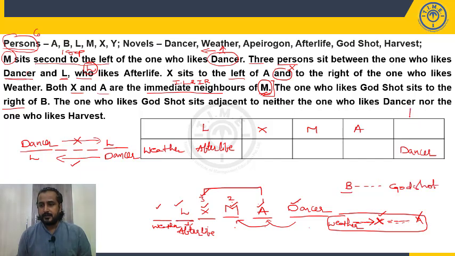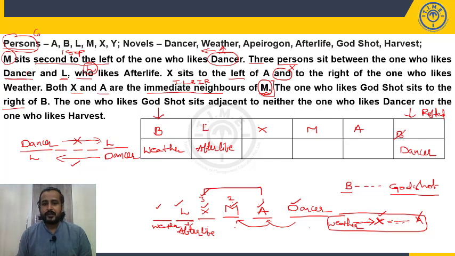B should be either in this position or in this position. But by taking B at the right end, as all the persons are facing north, now it is the right end. By taking B at the right end position, can I place goat shirt on the right side of B? No, it is not possible. So B cannot be here. When B cannot be here, the only possibility is that B will be here.